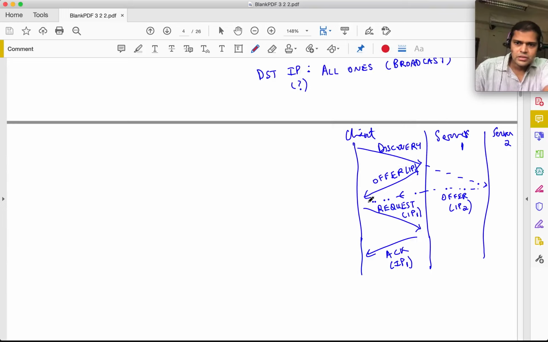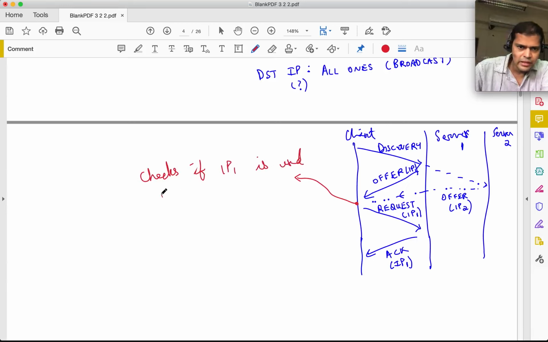So there is also a second reason. Before actually accepting an IP address, the client does a double check. It checks if this particular IP address is used by anyone else.